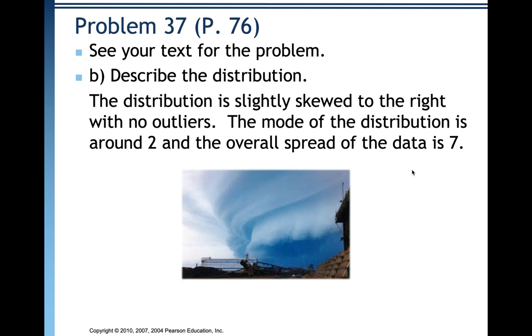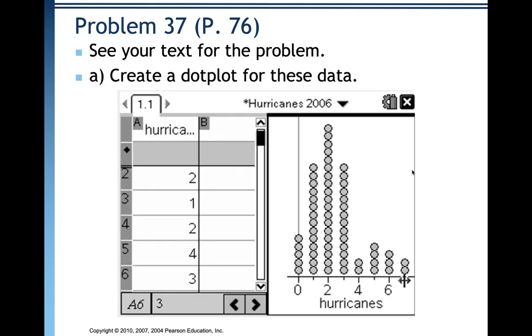All right, we want to describe the distribution. The distribution is slightly skewed to the right with no outliers. The mode of the distribution is around 2, and the overall spread of the data is 7. In class, I'm going to show you how to do something called one variable statistics, or if you want to play with it, you can.